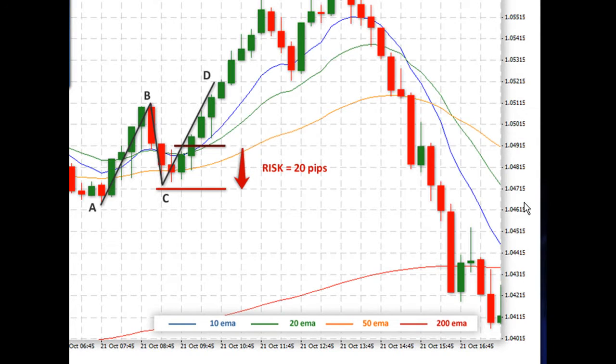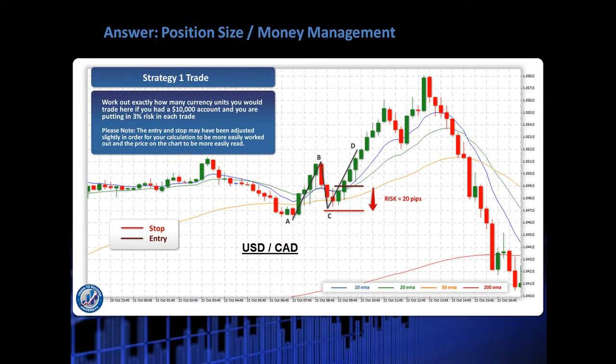So just to clarify, 0.0001 is 1 pip, and 0.0002 is 1 pip higher. So 1.0471 to 1.0472 is 1 pip. So let's work out how many currency units we should be trading here. This chart is US dollar against Canadian dollar.